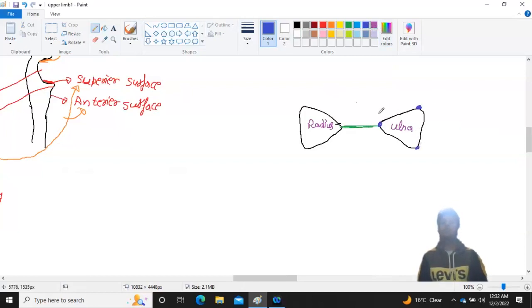Similar, but one thing is different. The interosseous border of the radius is the medial border, but in the ulna it is the lateral border because it is facing the radius. This is the anterior border. This is the posterior border. And this is the lateral border. Lateral border and interosseous border.